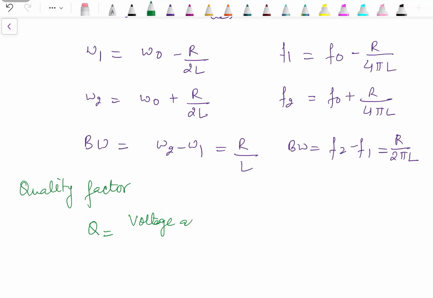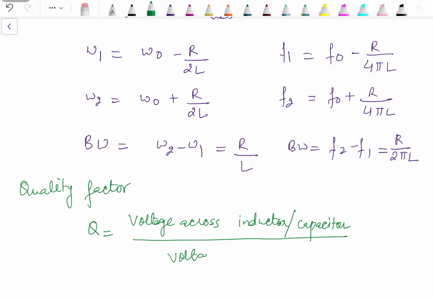Voltage across inductor or capacitor, either of them, upon voltage at resonance.